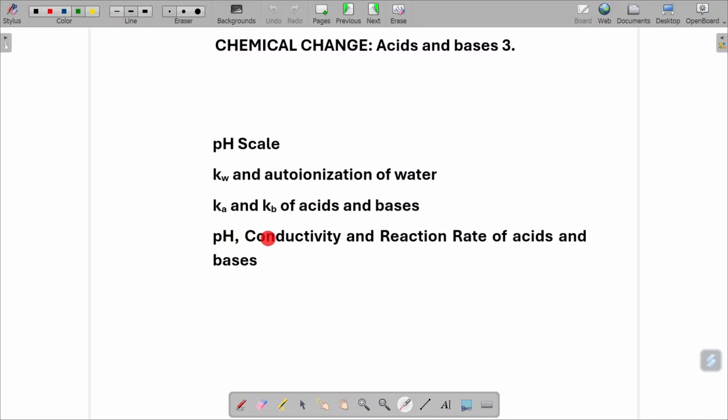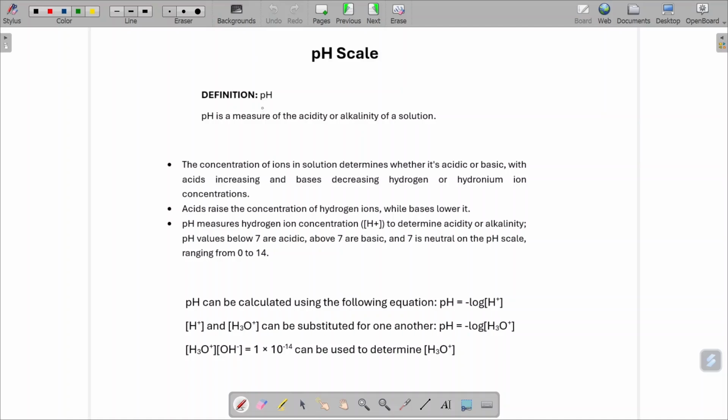Finally, we will look at how pH, conductivity, and the reaction rate depend on whether an acid is a strong or a weak acid, or a strong or weak base, and depending on the concentration of the acids and bases. Right, so let's get to this. So first of all, we will look at the pH scale. So what is the pH scale?